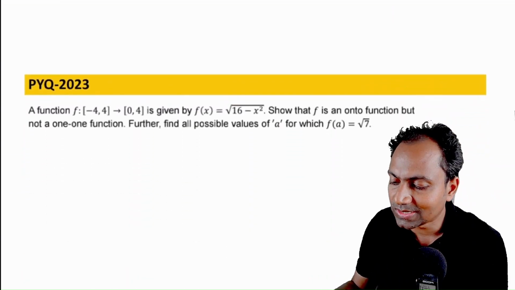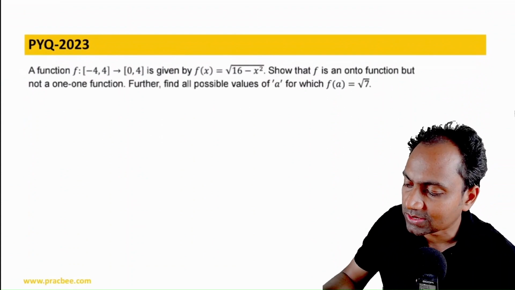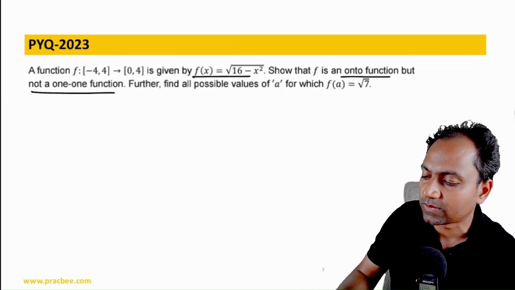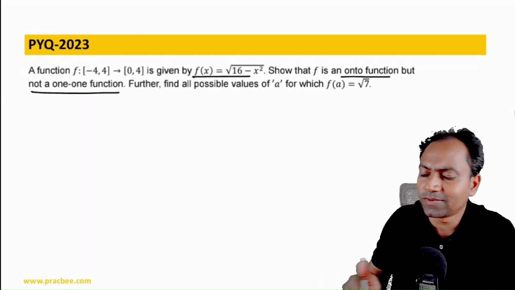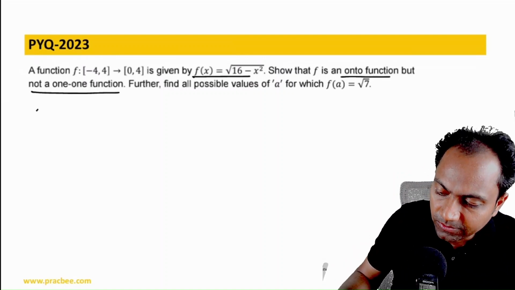If I move to the next, this 2023 question again talks about the function root of 16 minus x square, and what they are saying is to show that this function is onto but not 1-1. Now there are many ways to do it. I can also do it using a graph, but I am using a different technique now.